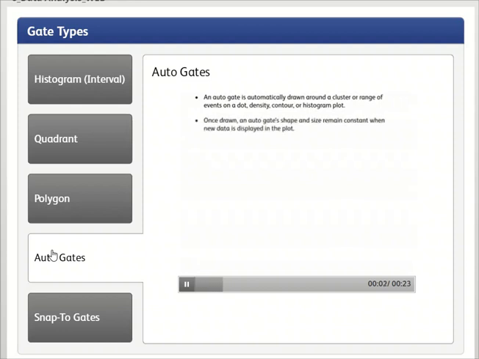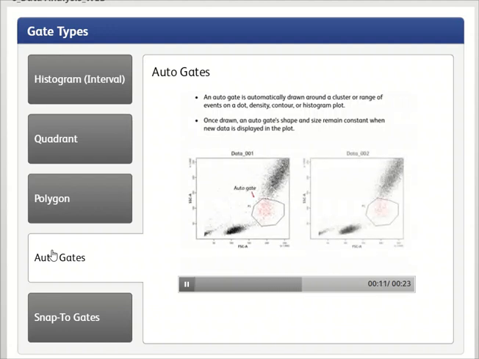Autogate. An autogate is automatically drawn around a cluster or range of events on a dot density contour or histogram plot. Once drawn, an autogate shape and size remain constant when new data is displayed in the plot.